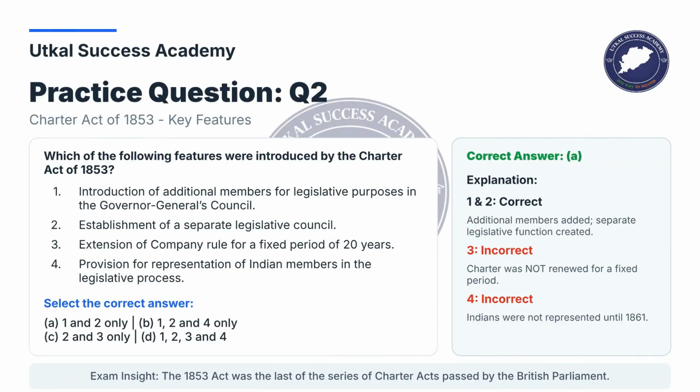Question 2 addresses features of the 1853 Act. Statements 1 and 2 are correct: additional members for legislative purposes and a separate legislative council. Statement 3 is incorrect as the renewal period was indefinite. Statement 4 is incorrect as Indian representation began in 1861. The correct option is A.